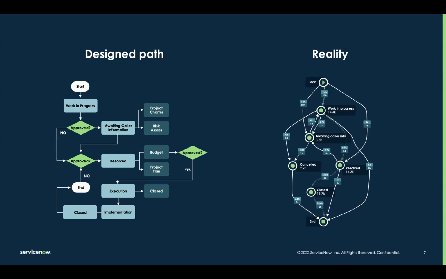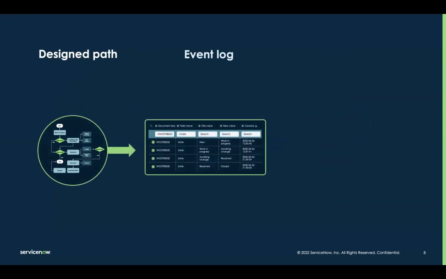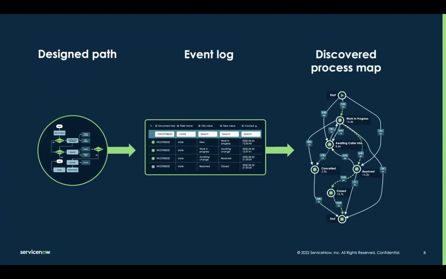Unfortunately, what we design isn't always what ends up happening in reality. Now, with in-platform process mining or process optimization, what that allows us to do is use the audit log data that is generated as records move through a given workflow to create a visual representation of what is actually happening within our given processes, right? It shows us the reality of our business processes. And this new level of visibility helps us accelerate our ability to identify inefficiencies and improvement opportunities.